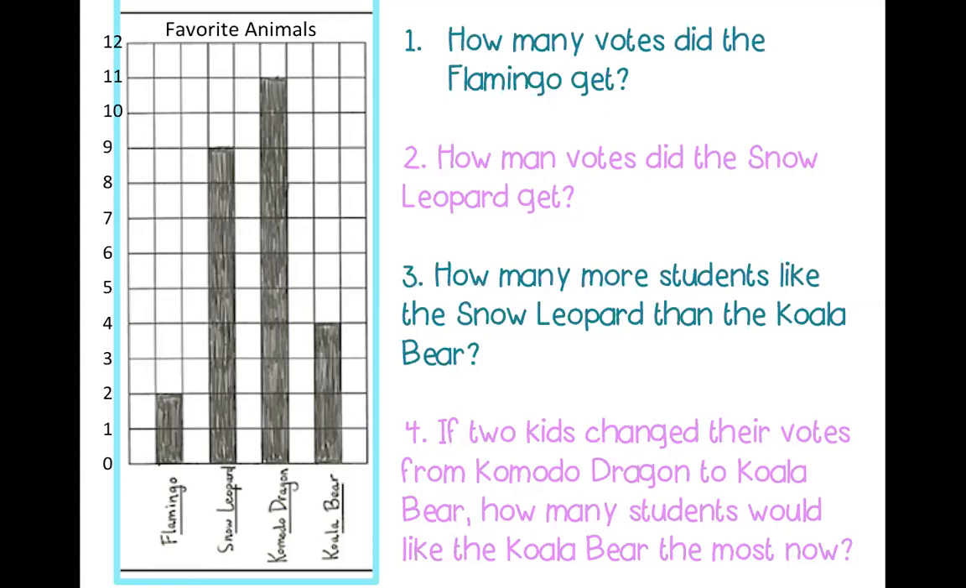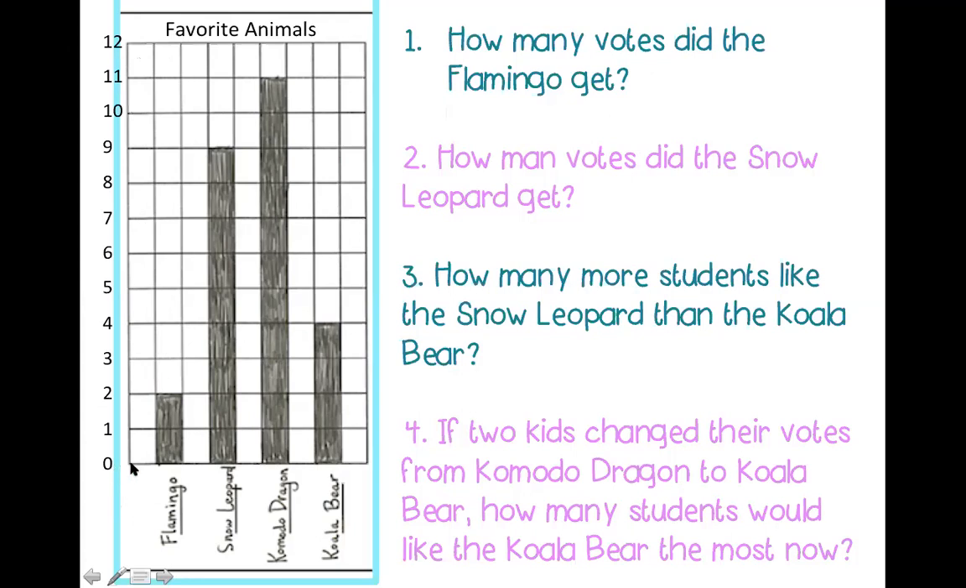And now we're going to answer some questions together before I send you on your own to answer some other questions about the bar graph. So question number 1 says, how many votes did the flamingo get? How do we know? What we have to do first is come on down and get familiar with the bar graph. Okay, we know that the numbers are telling us how many students voted for that animal.